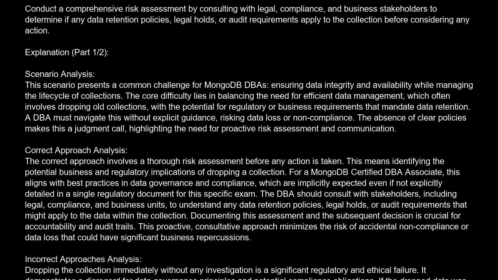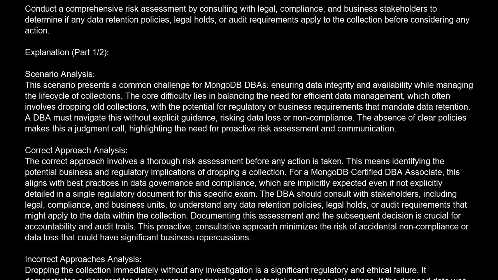The correct answer is A. Conduct a comprehensive risk assessment by consulting with legal, compliance, and business stakeholders to determine if any data retention policies, legal holds, or audit requirements apply to the collection before considering any action.